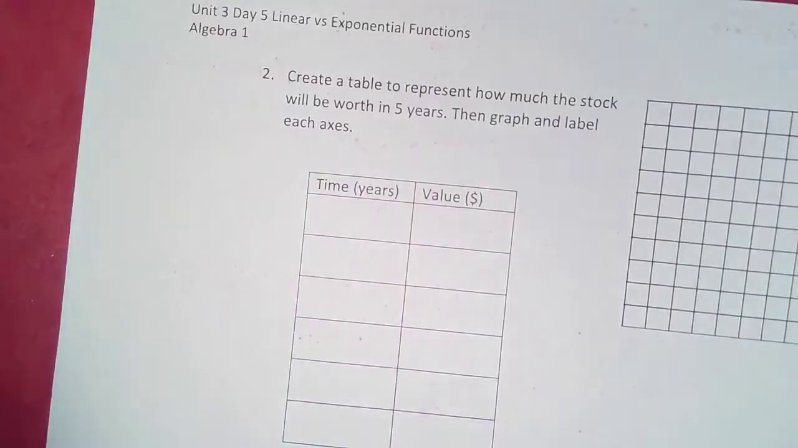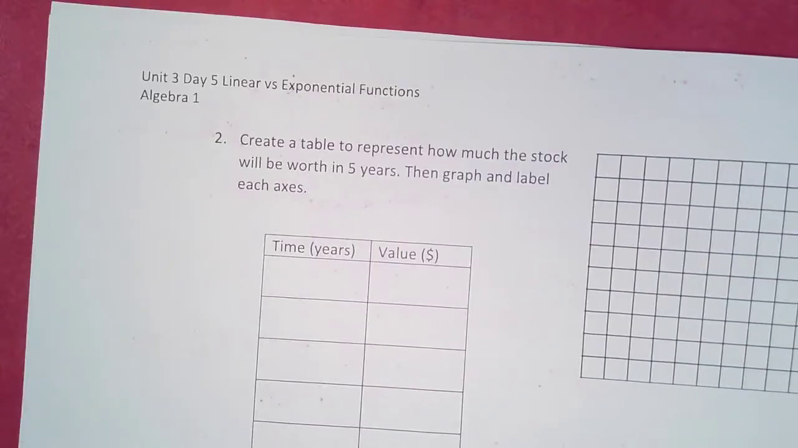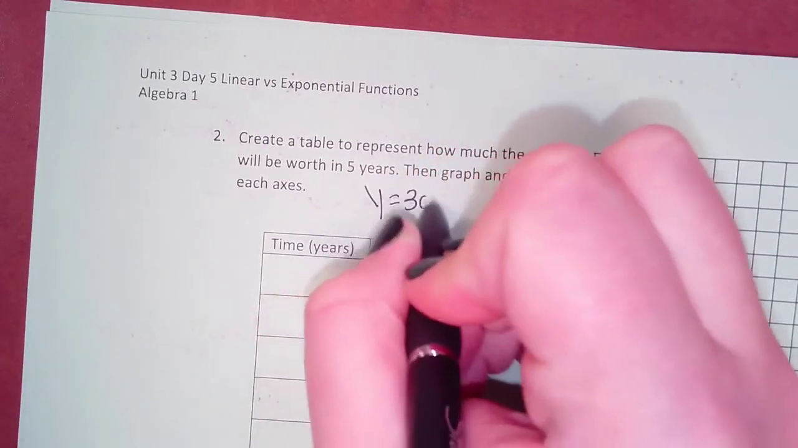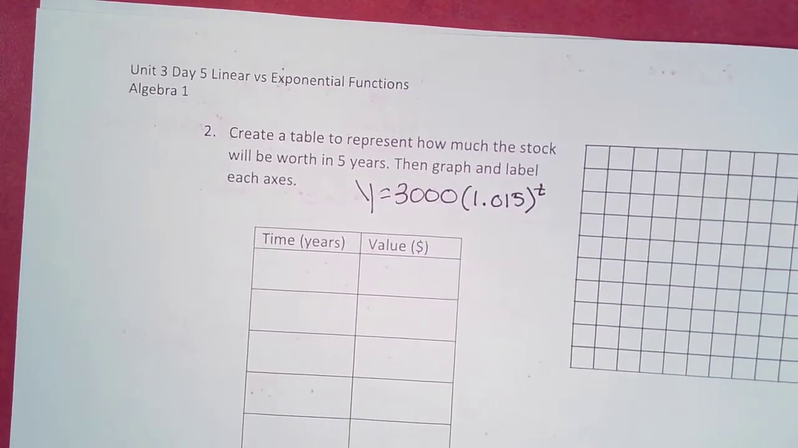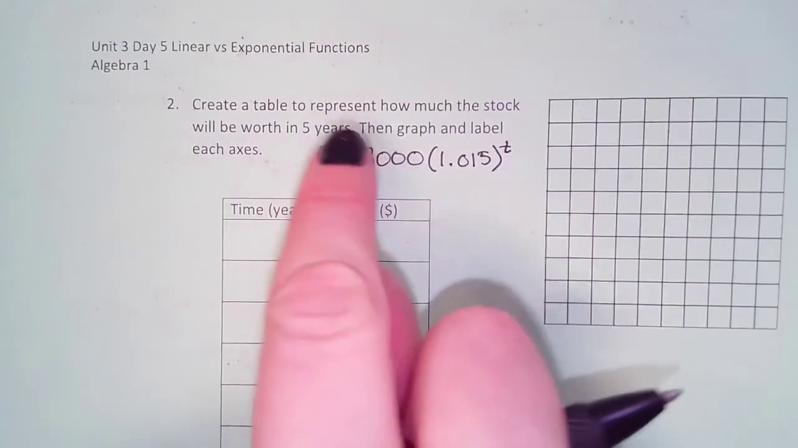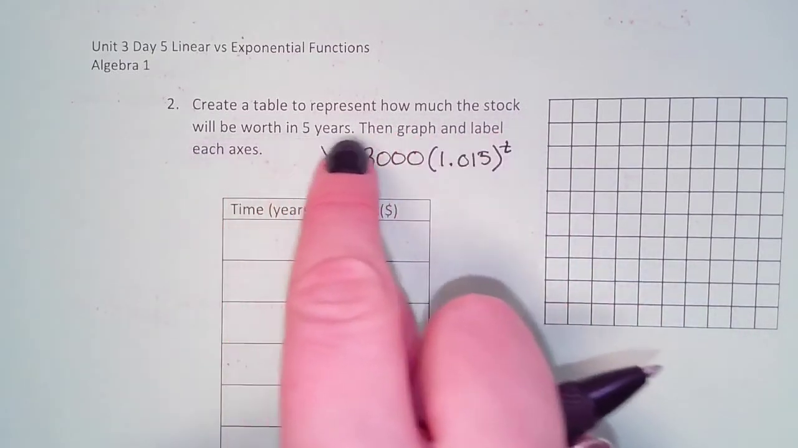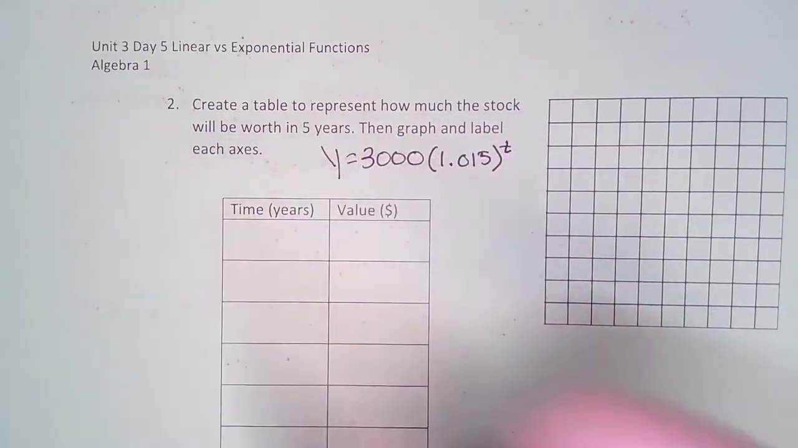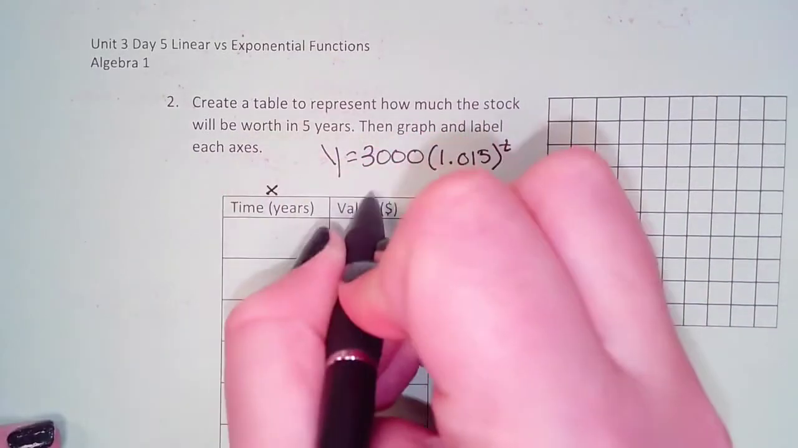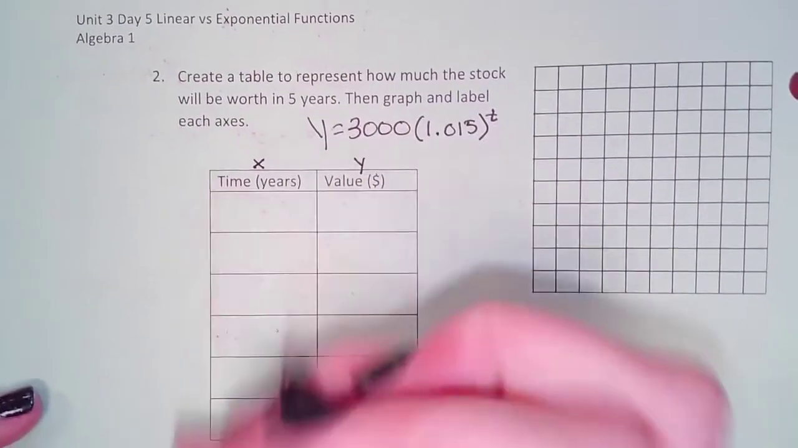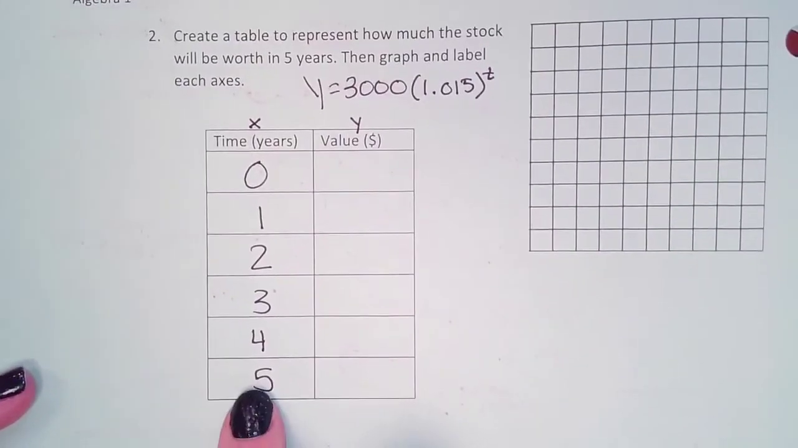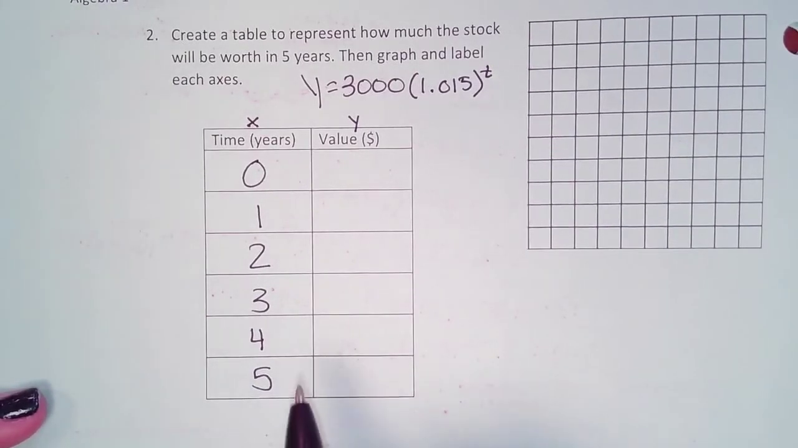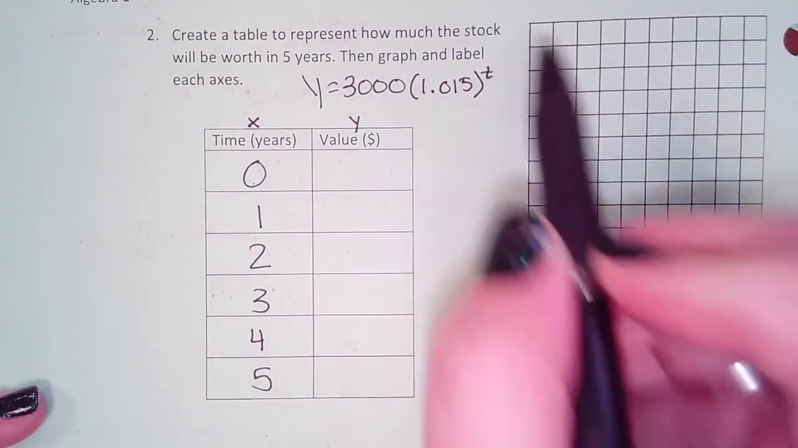We're going to use this equation on the backside, so I'm just going to go ahead and rewrite. So rewriting that equation was y equals 3,000, 1.015 to the power of t. It says create a table to represent how much stock will be worth in 5 years. Then graph and label each axis. So this is our x's, this is our y's. Let's go ahead and start at 0, 1, 2, 3, 4, 5 years. Perfect, after 5 years. So this is saying plug in 0 in for t.